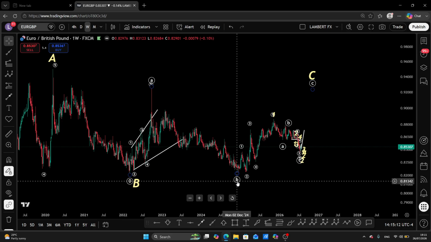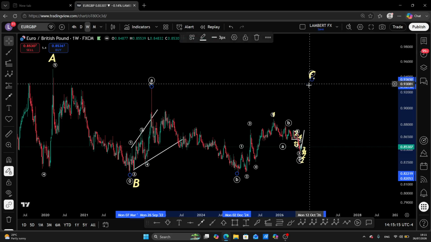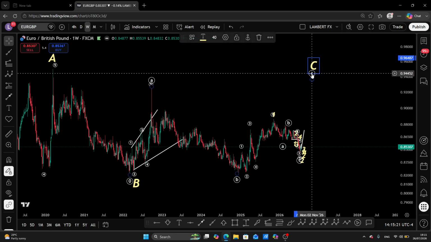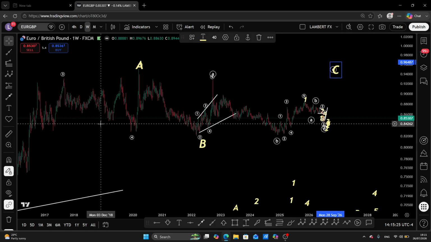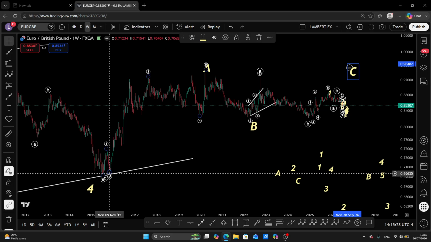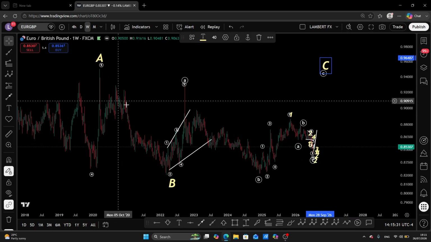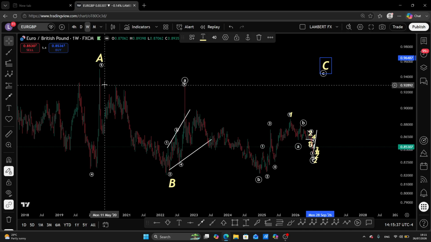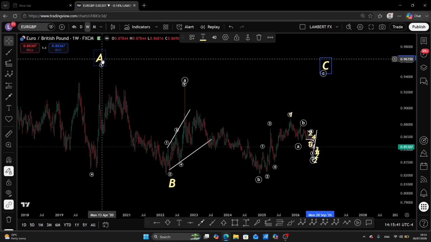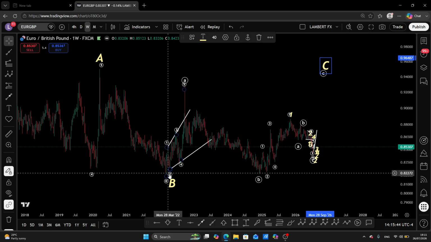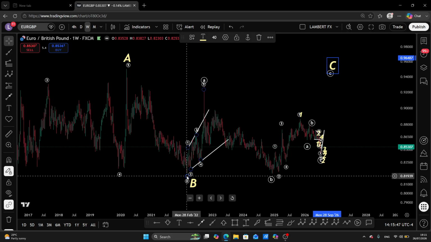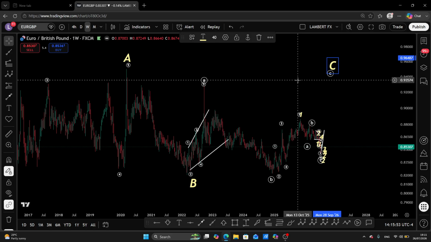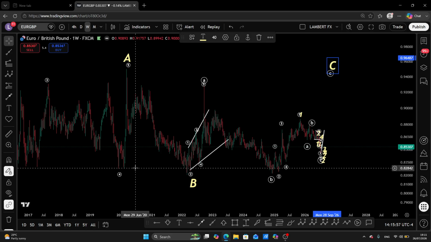Yeah, and then we need a final leg C up to complete this 5, 3, 5. So 5, 3, 5 in the sense that we have our A as a 5. We now have our B as a 3. And then we need a final 5 leg up. Okay, so let me repeat that again.